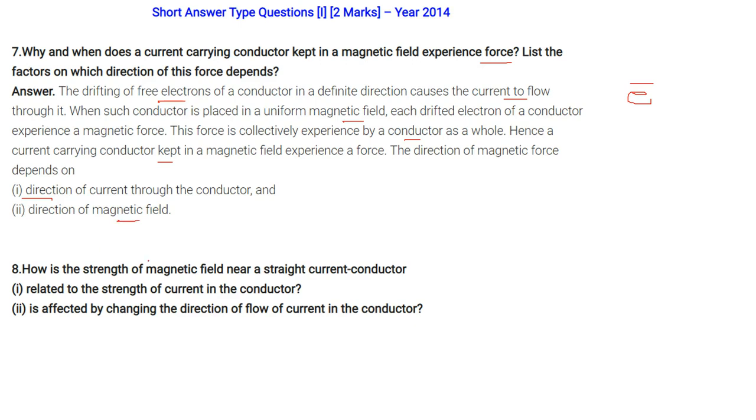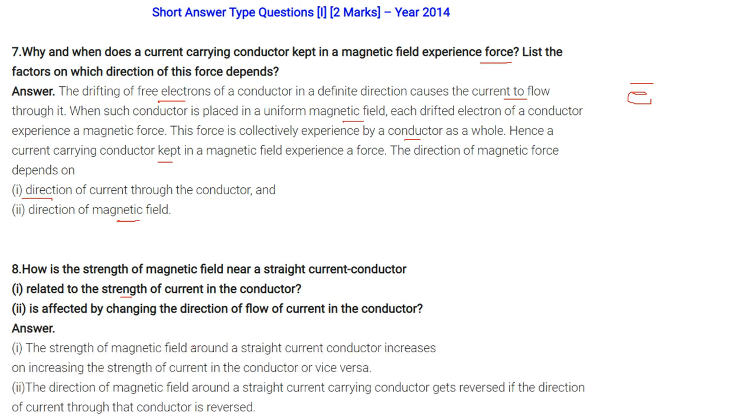How is the strength of magnetic field near a straight current conductor? It is related to the strength of current in the conductor. The strength of the magnetic field, that is B, around a straight current conductor increases on increasing the current in the conductor, and this is vice versa also. And the second is affected by changing the direction of flow of current in the conductor. So the direction of magnetic field around a straight current carrying conductor gets reversed if the direction of current through that conductor is reversed.